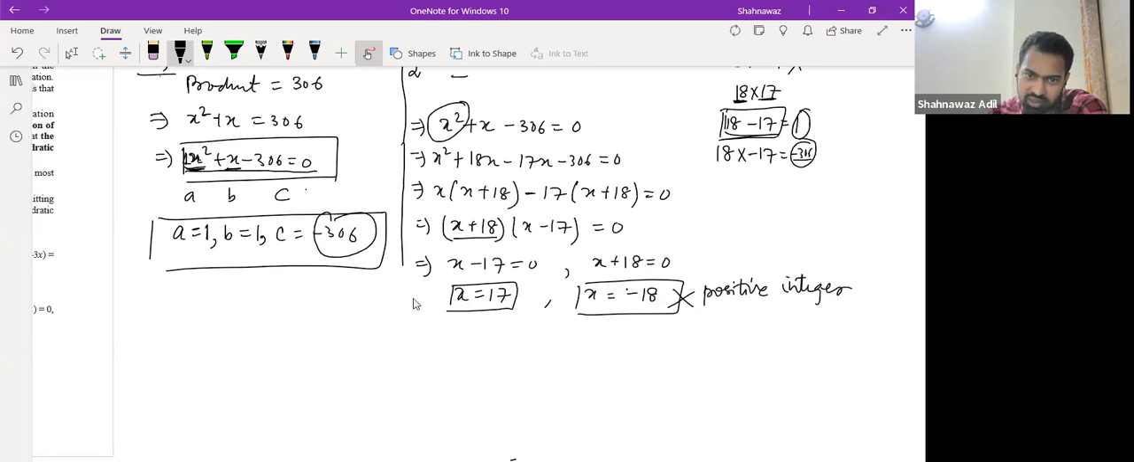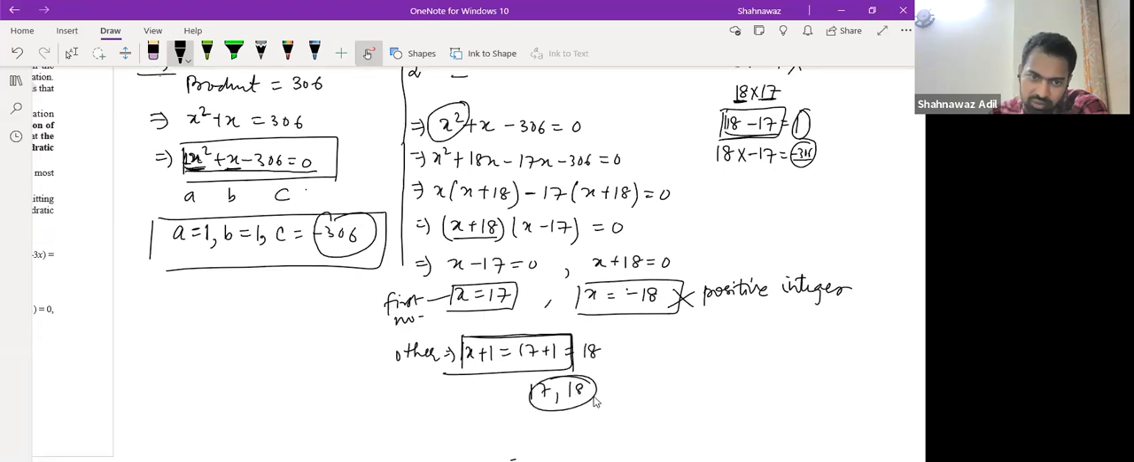And what would be the next number? This is the first number, and what is the other number? The other number is x plus 1, which is 17 plus 1, which is 18. So what are the two numbers? 17 and 18. Okay, so this is the solution. Any doubt up to this point?